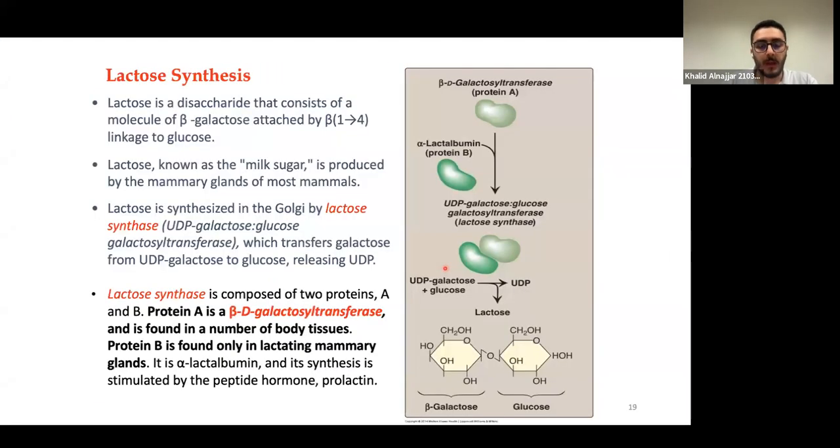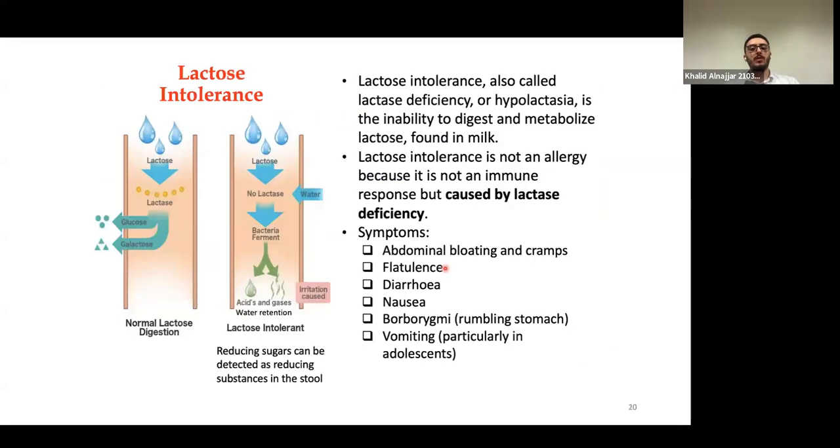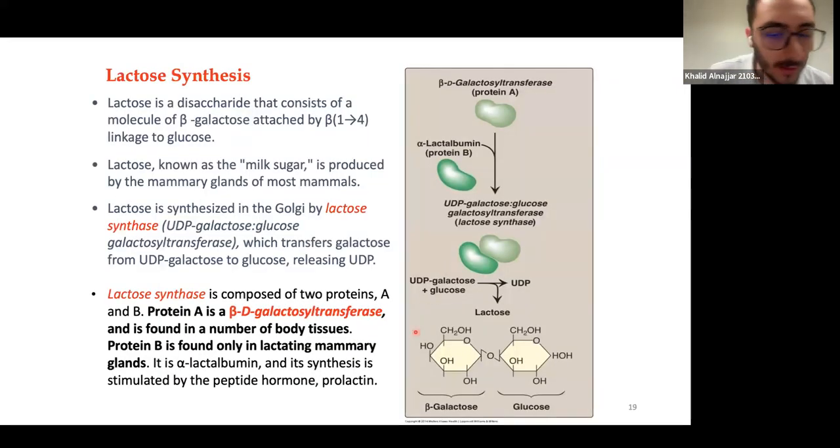Finally, the last two slides, lactose synthesis. This is not very important, by the way. You will see when the doctor explains this lecture, inshallah. Lactose synthesis, you just need to know, your body can produce lactose, especially lactating women or pregnant ladies. They have to produce lactose because they are feeding their babies. This is done through the enzyme lactose synthase.